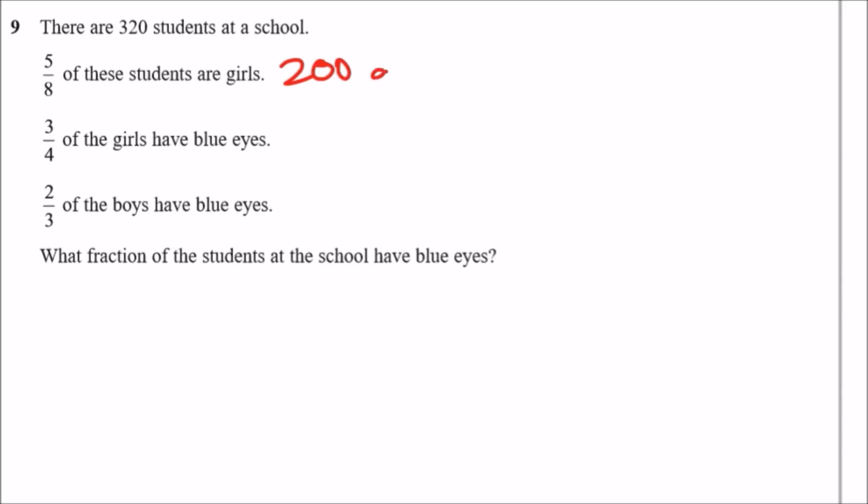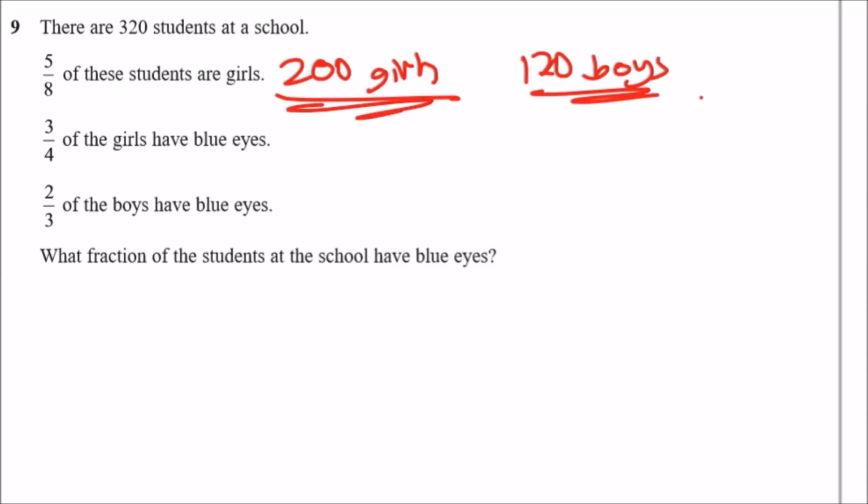So 200 girls. And if you just want to make it easy for yourself, if there's 200 girls, there's going to be 120 boys, because 320 minus 200 is 120 boys. Now, 3/4 of these girls have blue eyes. So let's find 3/4 of 200. So in your calculator, 3/4 times 200 should give us 150 girls.